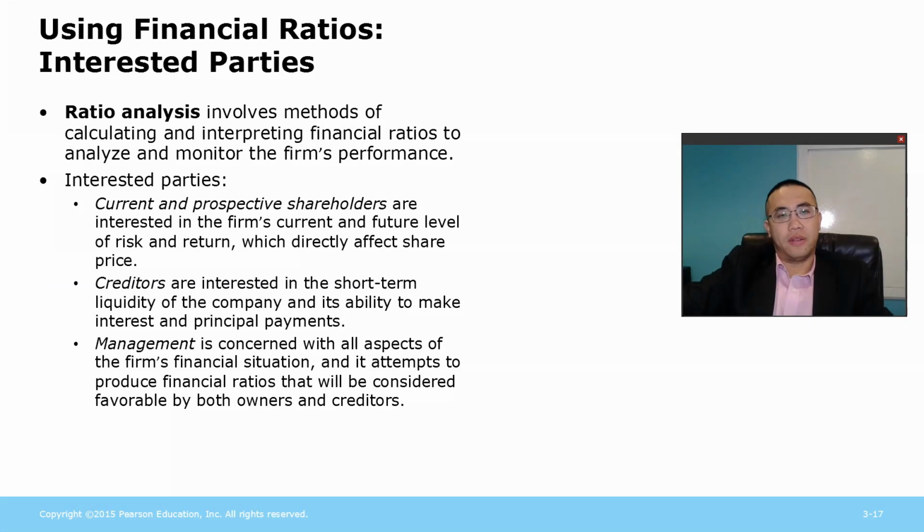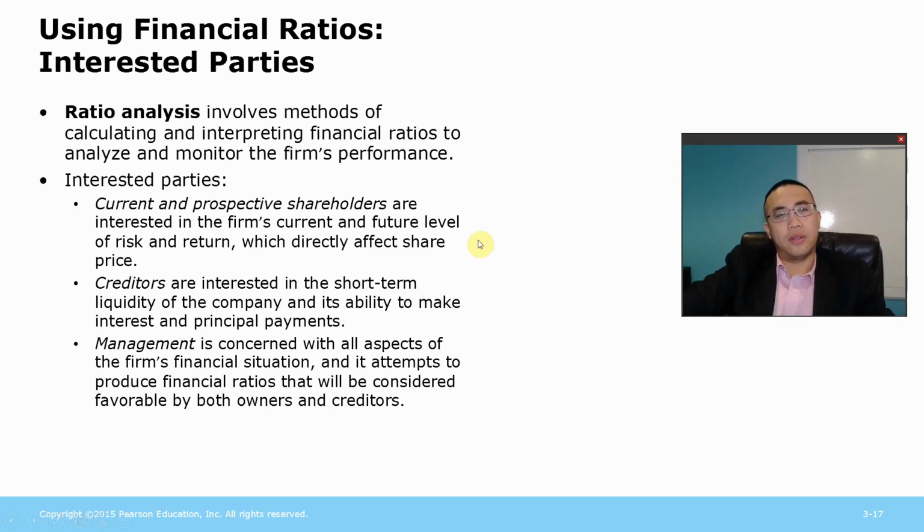After we have finished the financial statements, now let's work on the financial ratios. So we are going to conduct financial ratio analysis to analyze and monitor the firm's performance and try to get an idea whether the firm is in a healthy financial situation or not.